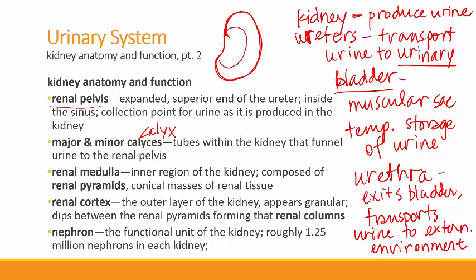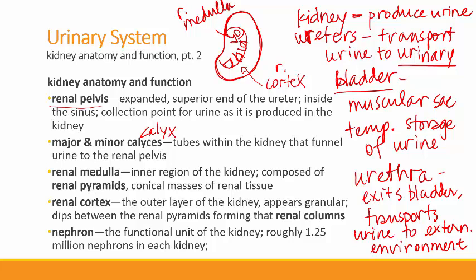We talk about two zones within the kidney. The central zone is the medulla. The more superficial zone is the cortex. And these, of course, are the renal medulla and the renal cortex. The medulla is composed of these sort of conical masses of renal tissue, and in between them, the renal cortex dips down in between them.